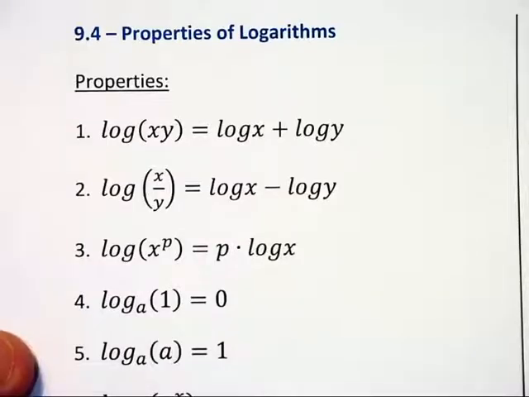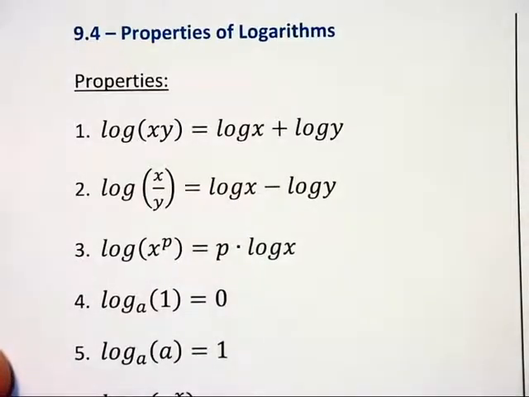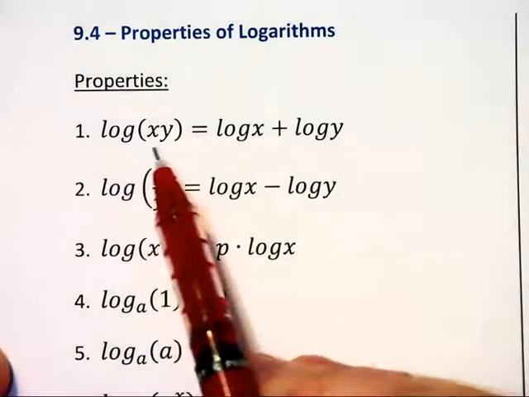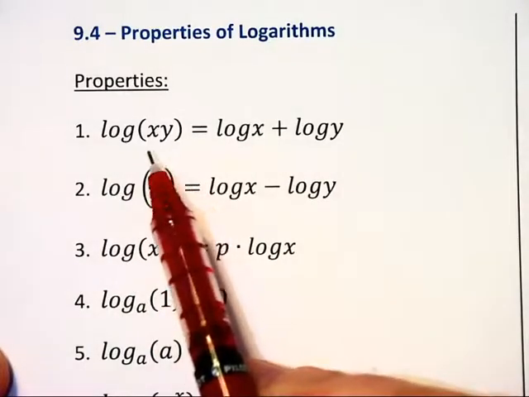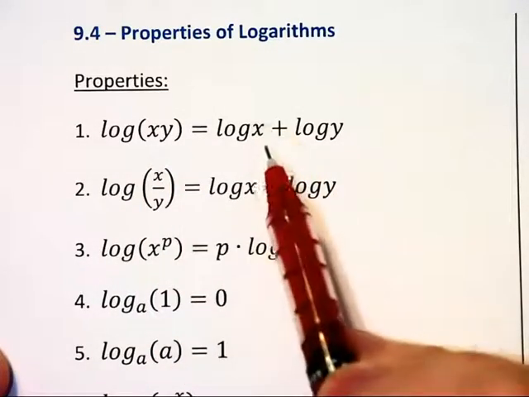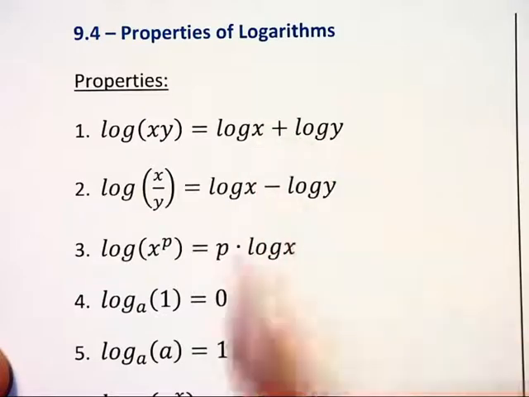We've already learned that exponential equations and logarithmic equations are inverses of each other. It seems only reasonable that the properties of exponents and the properties of logarithms are related to each other. Let's take a look at this first property. It's the log containing a product. Notice how that product on the left turns into the sum of two separate logarithms.